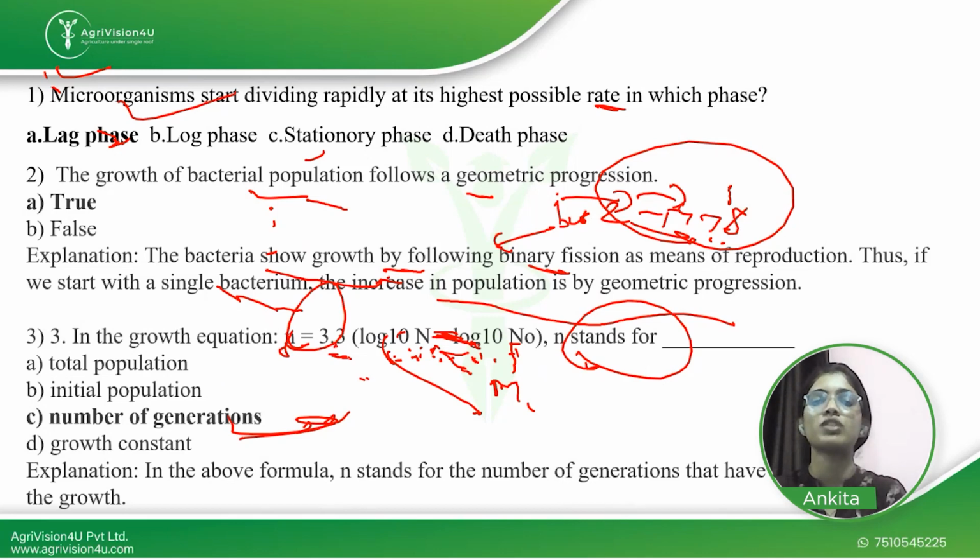This n stands for the number of generations: how many generations have taken place to find out the population, with N naught the initial population and N the final population. So to study the growth equation and to learn how to solve the numericals based on microbial growth, you can join our live sessions. In that, you can have a good command or good hold on this topic.